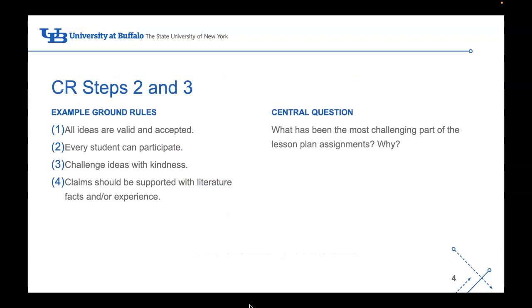So examples of ground rules for our collaborative reasoning application include all ideas are valid and accepted in this space. All students are encouraged to participate and have an opportunity to participate. I encourage ideas to be shared and challenged with kindness. And then any claims that you offer in your opinions, in your counter arguments, should be supported with literature and/or experience.